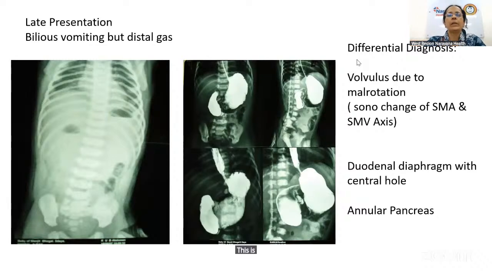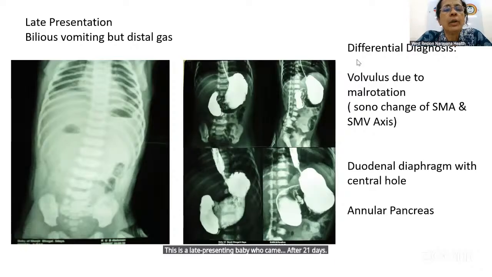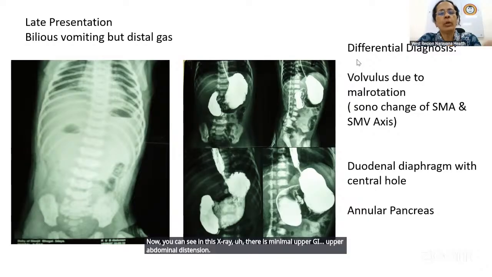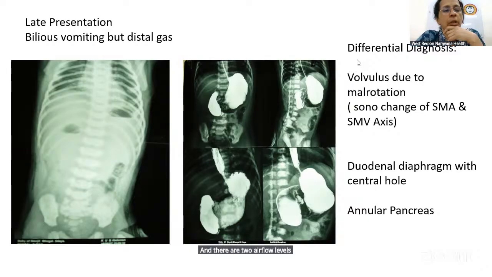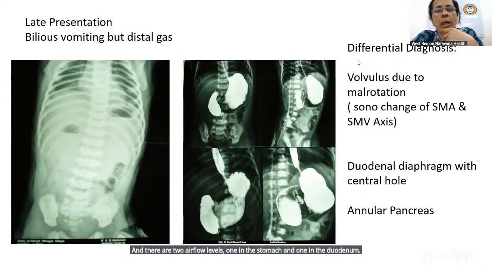This is a late presenting baby who came after 21 days. That is the third week of life. The baby was doing well on full feeds and then suddenly developed bilious vomiting. Now you can see in this X-ray, there is minimal upper abdominal distension, and there are two air fluid levels, one in the stomach and one in the duodenum. Distally, there is a little bit of gas.